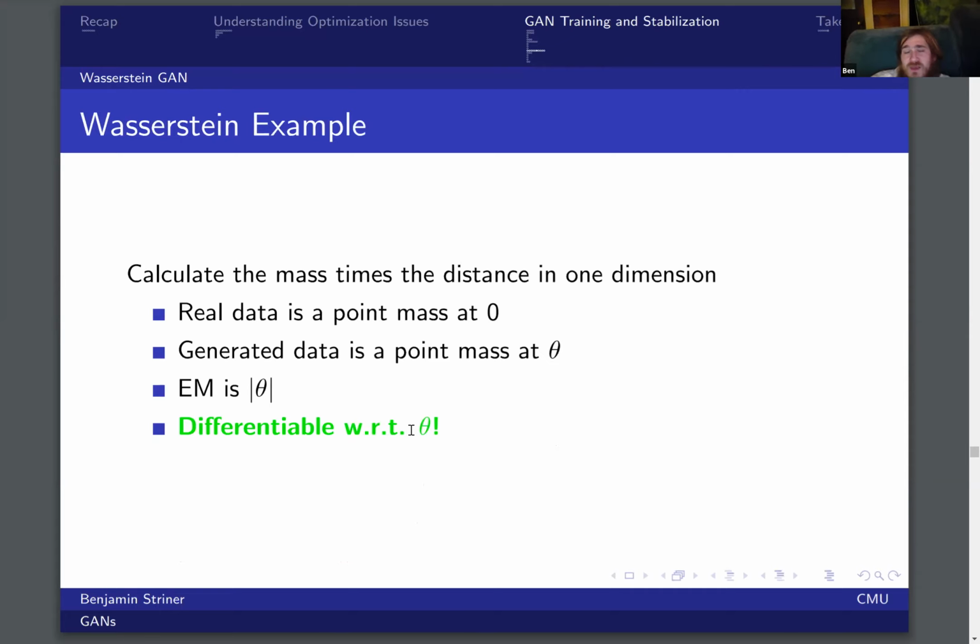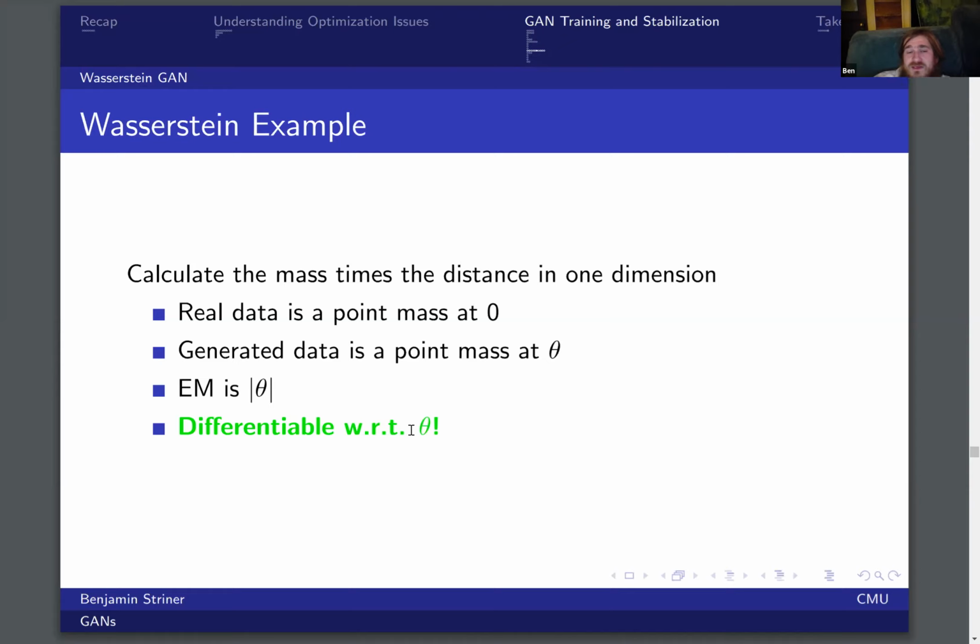Wasserstein distance is the distance that you have to move something for them to be the same. So if my real data is at 0 and my fake data is at theta, then the earth mover distance is the absolute value of theta. If my real data is at 1 and I want it to be at 0, the earth mover distance is 1 because I need to move it 1. If my real data is at 0 and my fake data is at 10,000, then the earth mover distance is 10,000 because I need to move it 10,000 to get back.